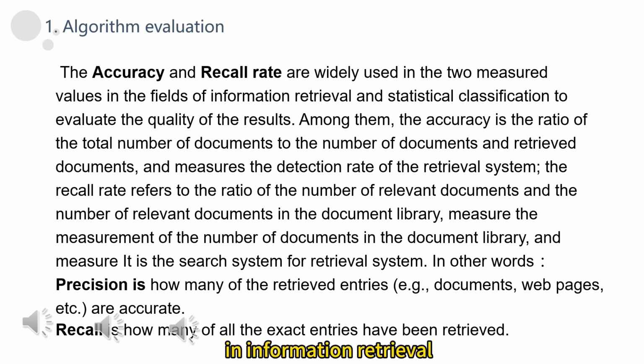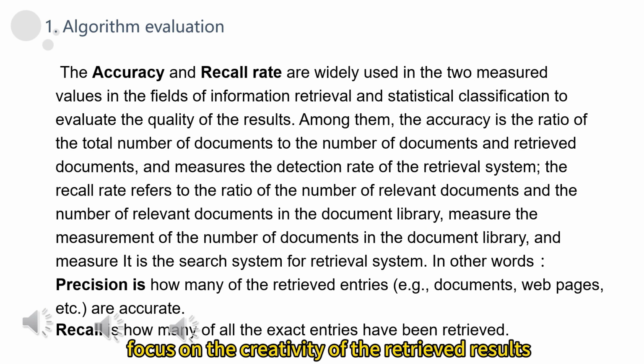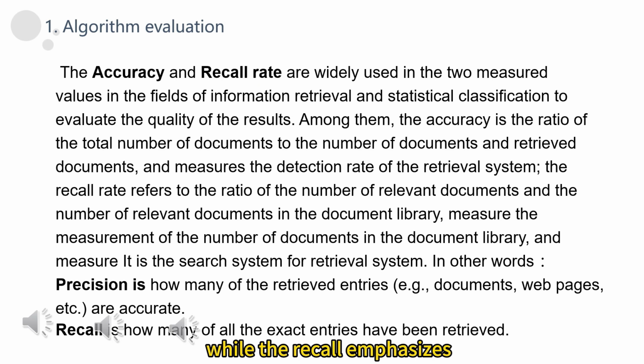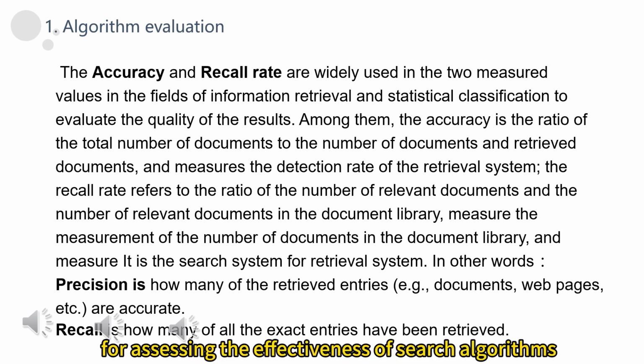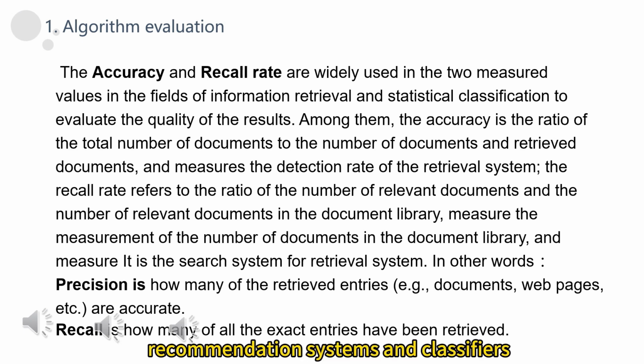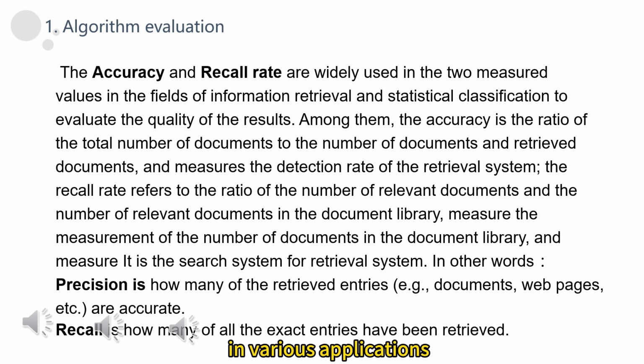In information retrieval, these metrics address different aspects of system performance. Precision focuses on the correctness of the retrieved results, while recall emphasizes the system's ability to find all relevant items. Both metrics are essential for assessing the effectiveness of search algorithms, recommendation systems, and classifiers. They help strike a balance between precision and completeness in various applications.